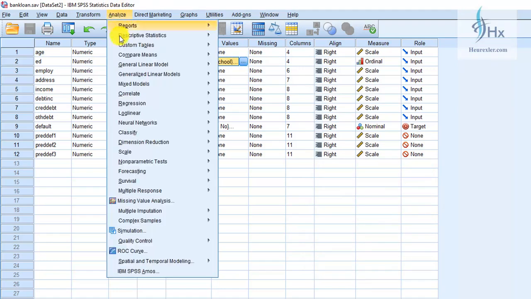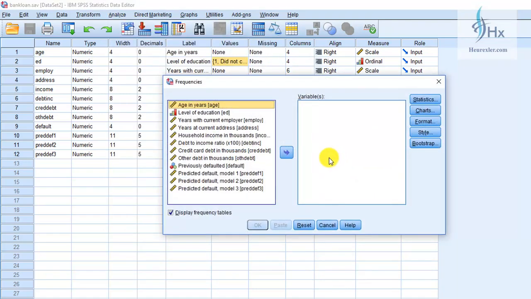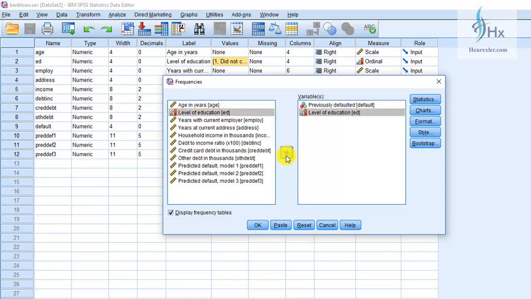Go to Analyze, then again Descriptives, and go to Frequencies. Now our research question was what percentage of defaulters are there in this data set, or how many defaulters are there in the data set. That simply means the same thing, and we had the same question for the education variable as well. So take these 2 variables into your variable box and click OK.